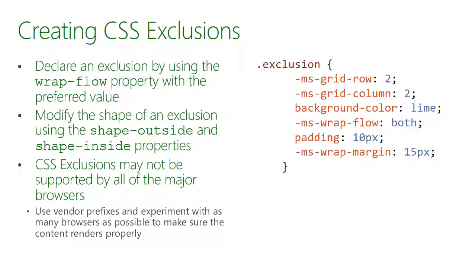So how would you create a CSS exclusion? You declare an exclusion by using the wrap-flow property with the preferred value. You then modify the shape of an exclusion using the shape-outside and shape-inside properties. Note that CSS exclusions may not be supported by all of the major browsers, and you should use vendor prefixes and experiment with as many browsers as possible to make sure that the content renders properly.